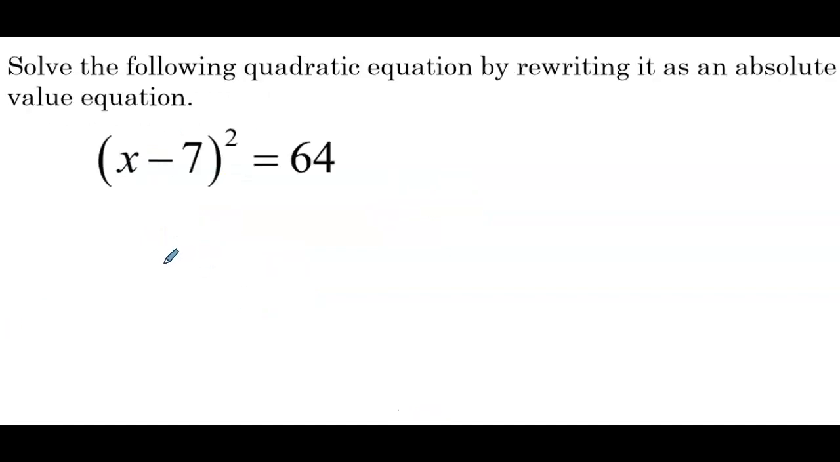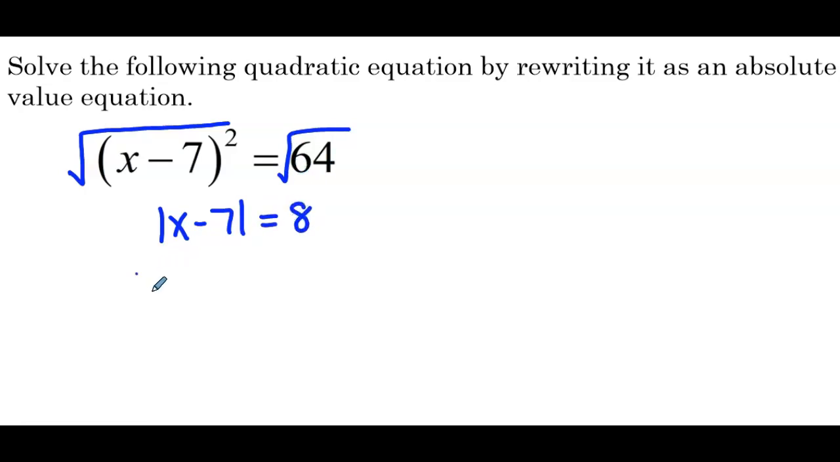So solve the following quadratic equation by rewriting it as an absolute value equation. And the equation is x minus 7 quantity squared equals 64. So what we're going to do is take the square root of both sides. So that means the absolute value of x minus 7 equals the square root of 64, which is 8. So that means either x minus 7 equals 8, or the negation of x minus 7 equals 8.